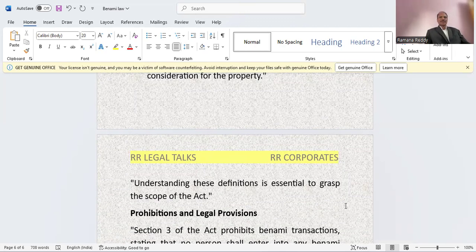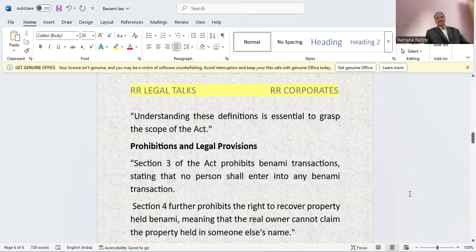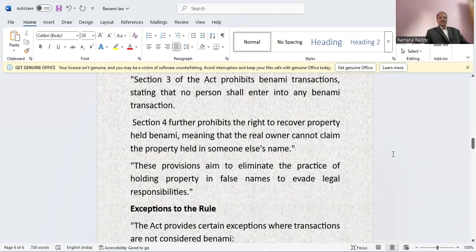Prohibition and legal provisions. Section 3 of the Act prohibits Benami transactions, stating that no person shall enter into any Benami transaction. Section 4 further prohibits the right to recover property held Benami, meaning that the real owner cannot claim the property held in someone else's name. These provisions aim to eliminate the practice of holding property in false names to evade legal responsibilities.